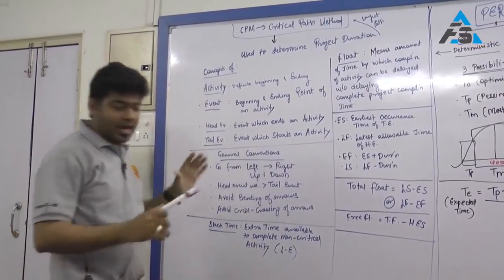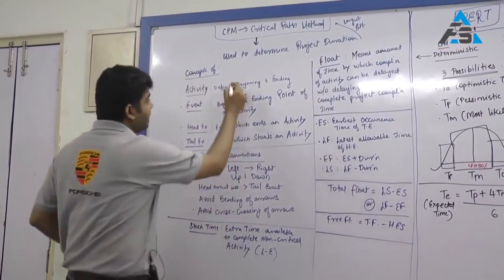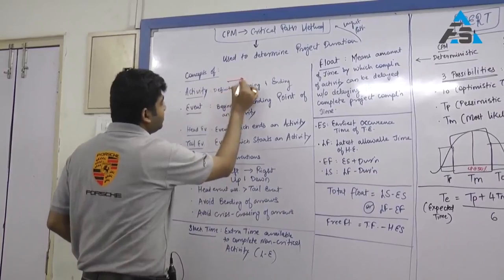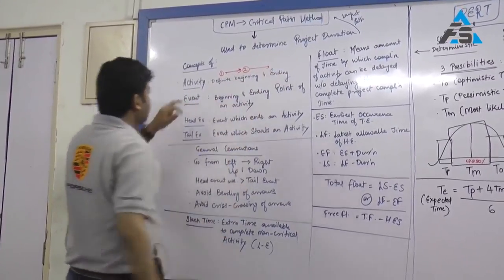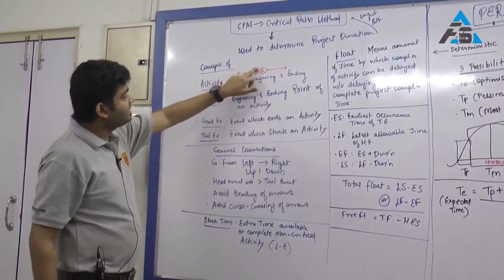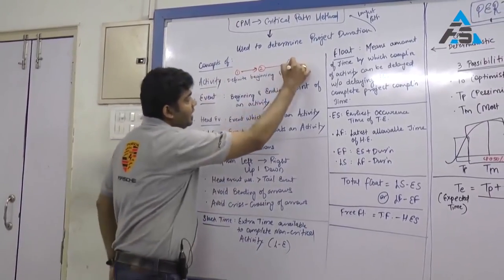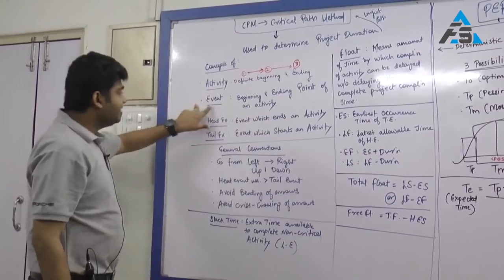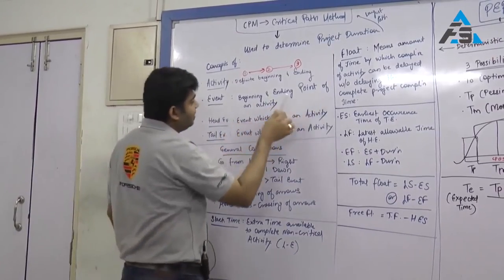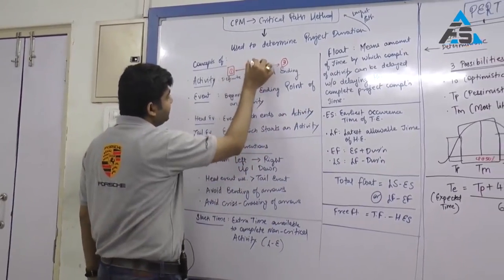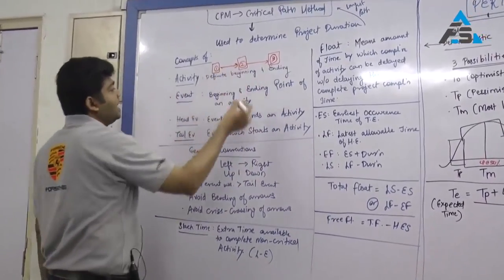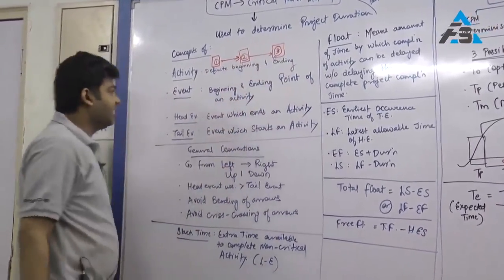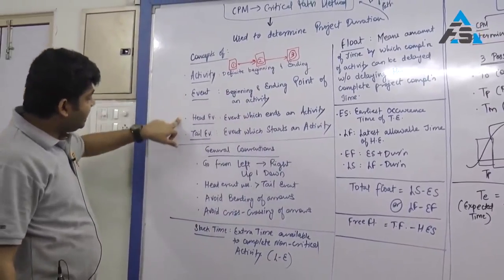First, activity. An activity has a definite beginning and ending, denoted by an arrow. So here activity 1 to 2, activity 2 to 3. This is an activity, it has a beginning, it has an ending. Second, event, the beginning and ending point of an activity. This is an event, this is an event, this is an event. So the beginning point or ending point of an activity is called an event.